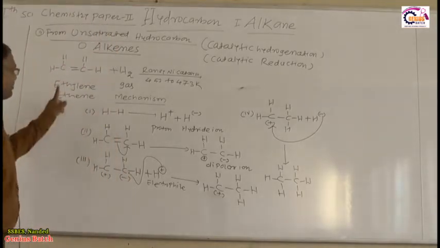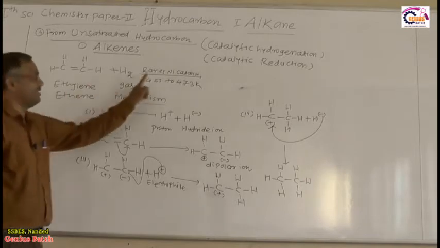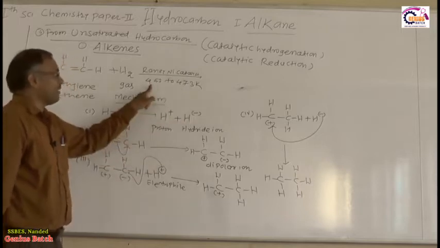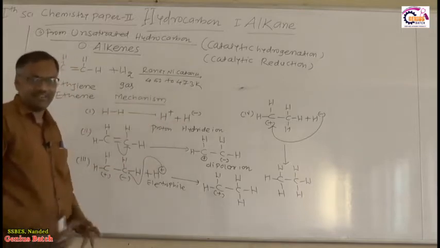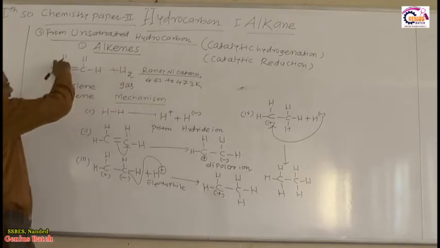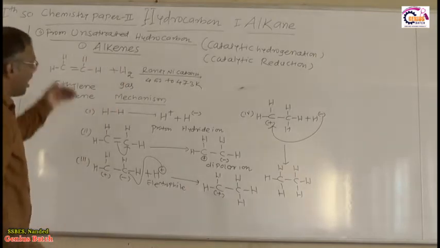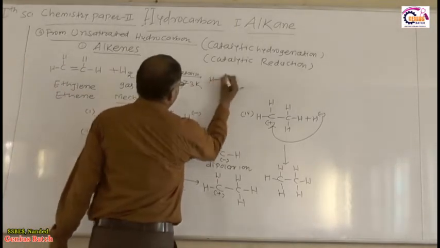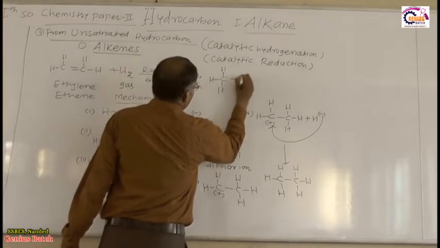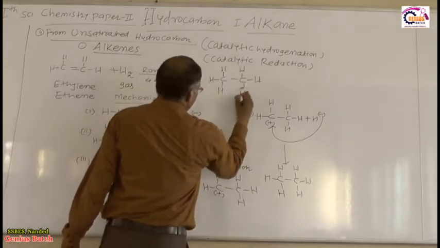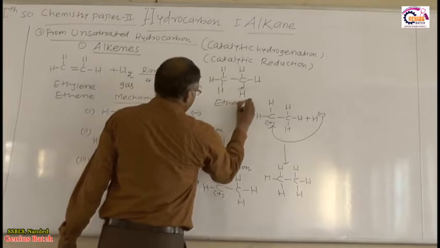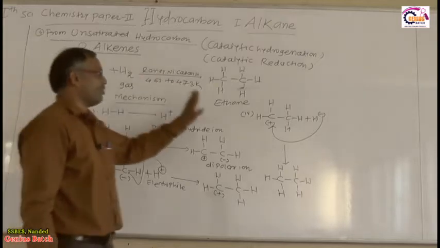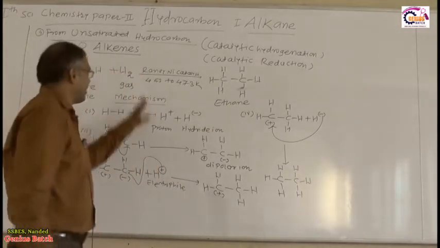So when ethylene or ethene is heated with hydrogen gas in the presence of a nickel catalyst at about 453 to 473 Kelvin, this hydrogen molecule is added across the carbon-carbon double bond. How does it get added? This is the reaction mechanism. So we get ethane. Hence when ethylene is heated with hydrogen gas, what is the product? Ethane is the product.